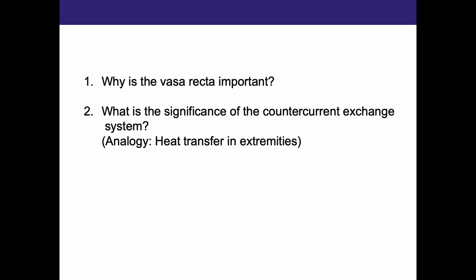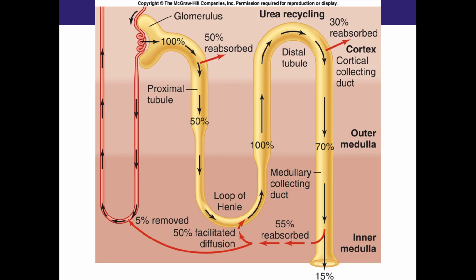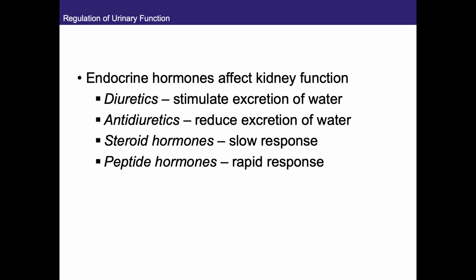All right, urea is recycled, and remember, urea reabsorption is controlled by vasopressin. We've talked about that. And these terms: what is the difference between a diuretic and antidiuretic? Steroid and peptide hormone. Pretty good? A diuretic is anything that stimulates excretion of water, usually producing a large volume of dilute urine.